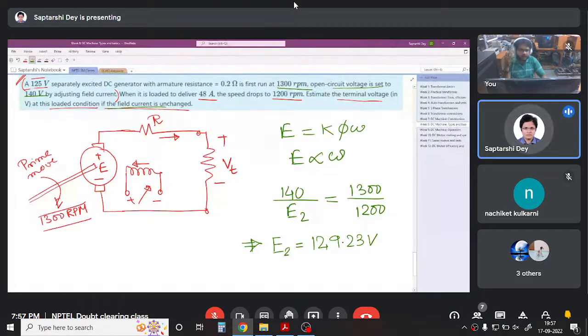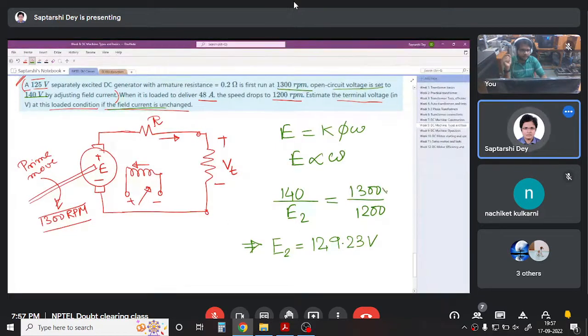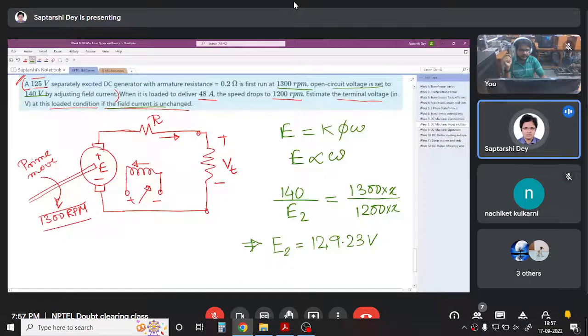So we are doing a ratio, okay? If I want to convert these to radian per second, I will multiply it with some factor, and the same factor I will multiply this one also. So they will get cancelled, no point. So the thing is, I loaded the machine, the speed dropped. Speed was same. So definitely the back EMF has dropped.